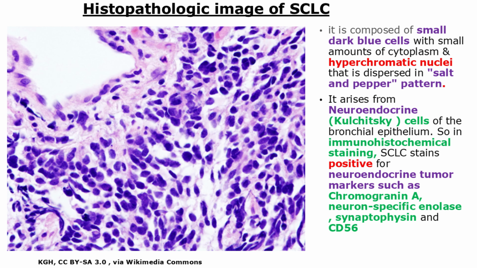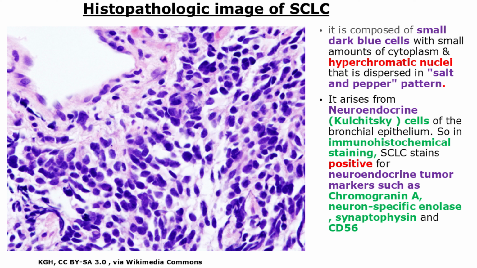Let's talk about histopathology of SCLC. When you look at SCLC under the microscope, you notice that the tumor is made up of small, dark blue cells that are roughly twice the size of lymphocytes. These cells are blue because they are basophilic. They are round or oval cells with small amounts of cytoplasm, i.e. a high nuclear to cytoplasmic ratio, and hyperchromatic nuclei that are dispersed in a salt and pepper pattern.